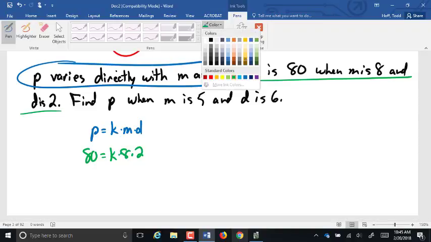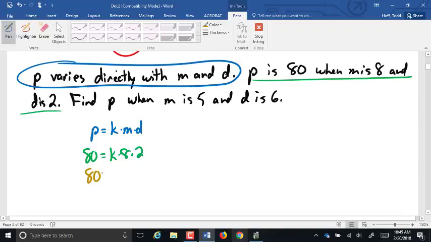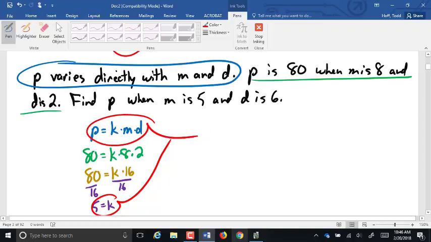Now we do have an intermediate step. We're going to do 8 times 2 is 16. And now we can solve for k by dividing by 16. So 5 equals k. So that tells us the relationship is P equals 5 times m times d, 5md.